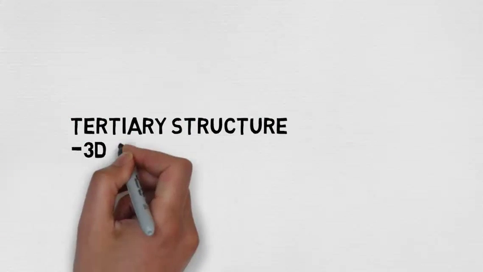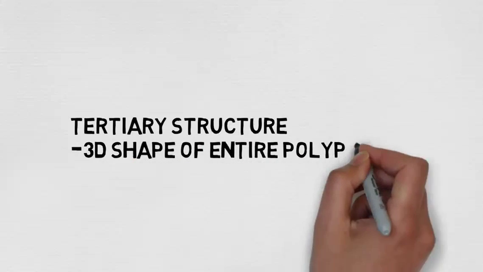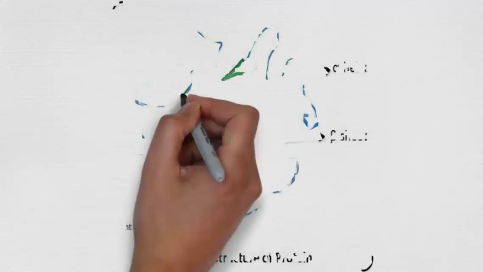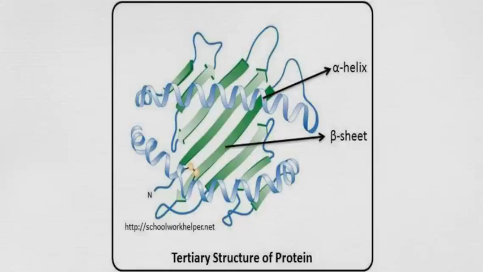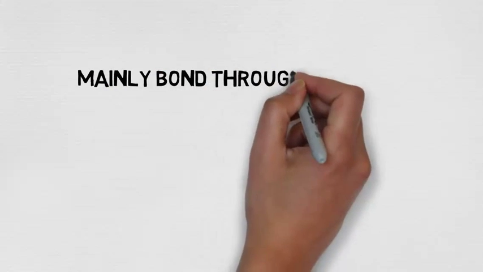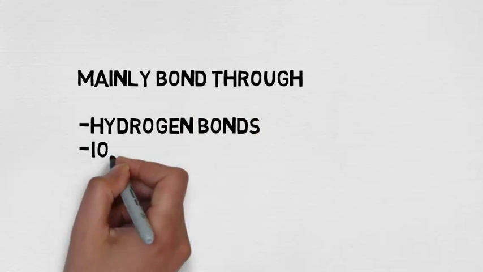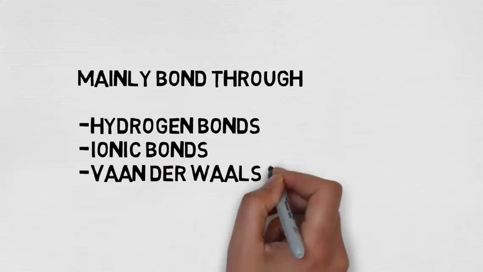Next, we have the tertiary structure, which is the 3D shape of the entire polypeptide. You can note here that it is a combination of alpha helixes as well as beta-pleated sheets. The tertiary structure takes these alpha helixes and beta-pleated sheets and allows them to fold into a three-dimensional structure. Most proteins take on a globular structure once folded. These bond through hydrogen bonding, ionic bonds, van der Waals interactions, and disulfide bridges.